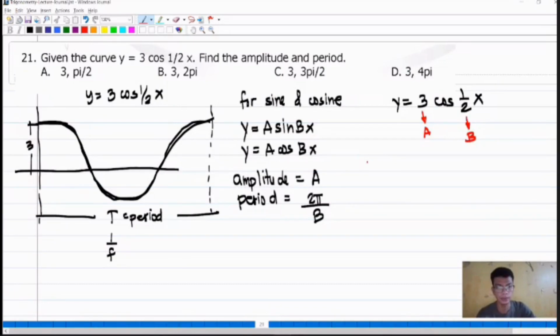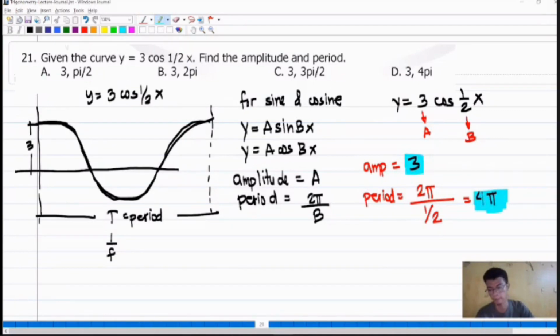And from the given, this will be our a and this will be our b. So from that, the amplitude is equal to 3 and the period is equal to 2 pi over b. So 2 pi over b, and yung b natin is 1 half, and that will become 4 pi. This will be our answer: 3 and 4 pi. Okay, huwag natin kakalimutan, for sine and cosine.